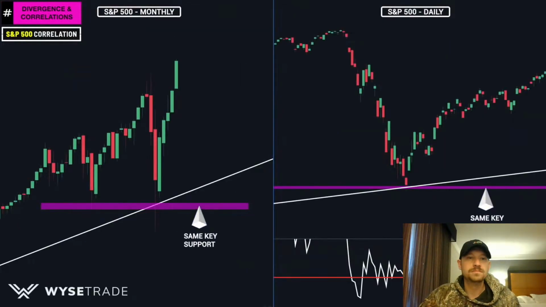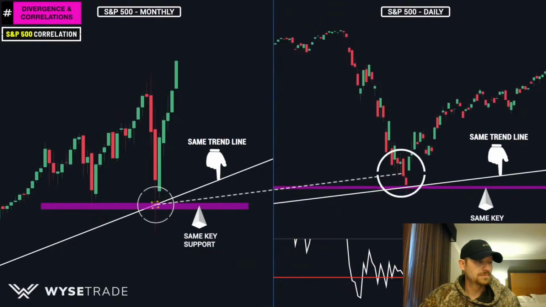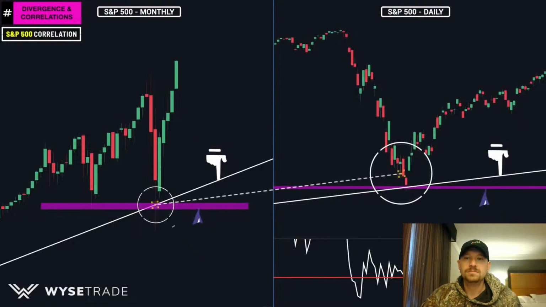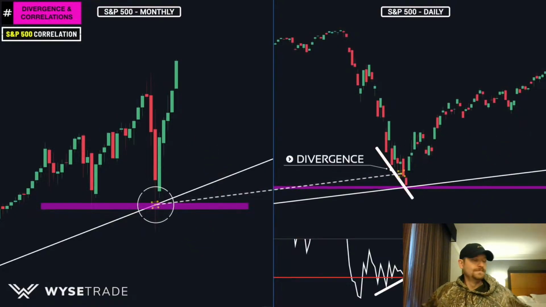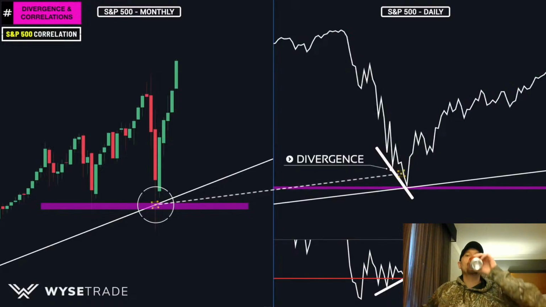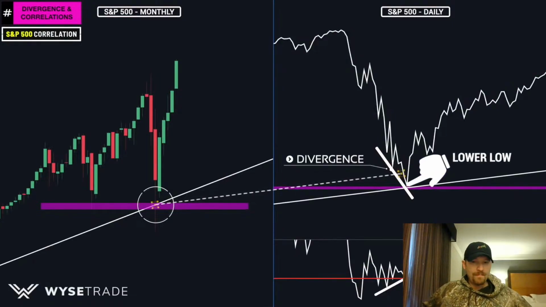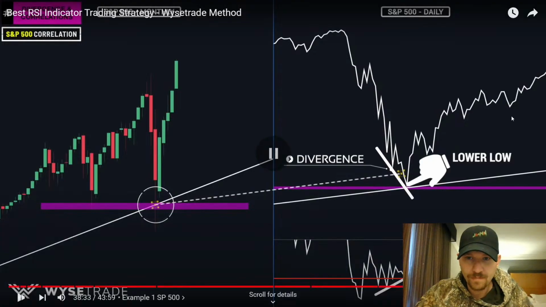Again, same support level, same trend line, same pullback and downtrend, and this access point here is this same area here. First, you had a tight divergence right at the access point. Let's pull up the line chart to show this. Price made a lower low, and the RSI made a higher low, showing clear divergence.